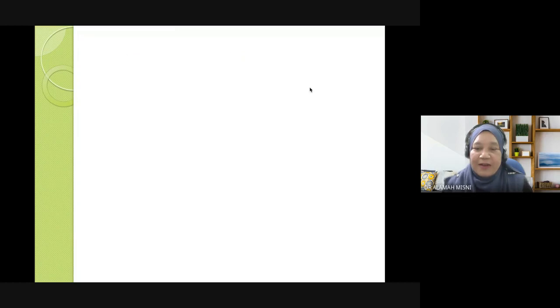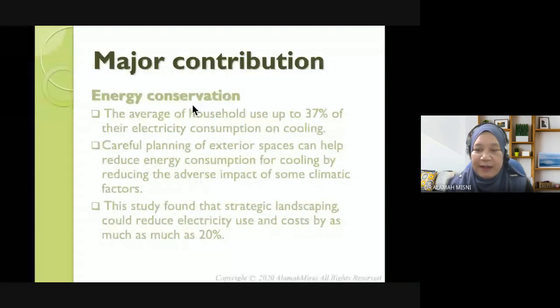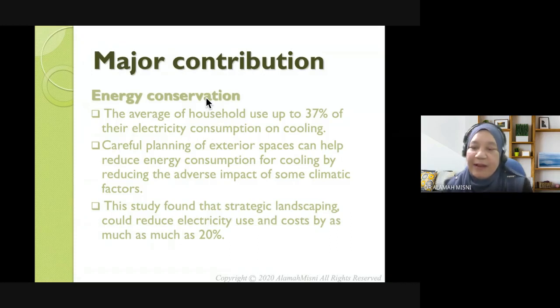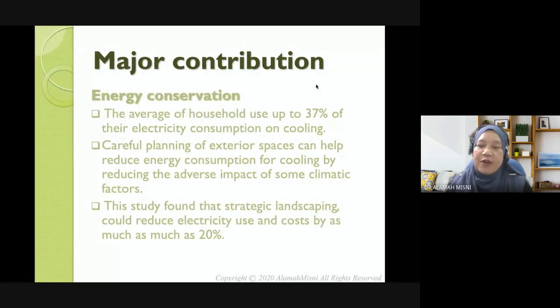Okay. On energy conservation first. This is my major contribution on energy conservation. The average household uses up to 37% of its electricity consumption on cooling. That means every single house spends almost 40% of its electricity consumption every month especially for cooling its interior space. Careful planning of exterior spaces can help reduce energy consumption for cooling by reducing the adverse impact of some climate factors. This study found that strategic landscaping could reduce electricity use and cost by as much as 20% a year. Okay, next.